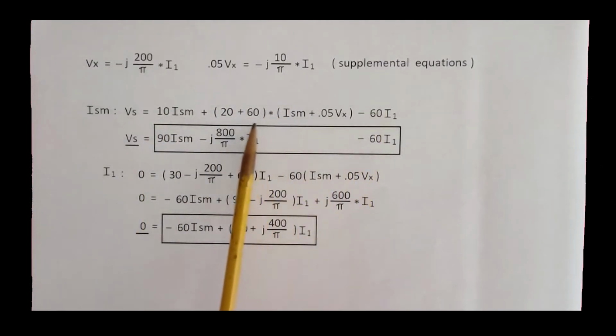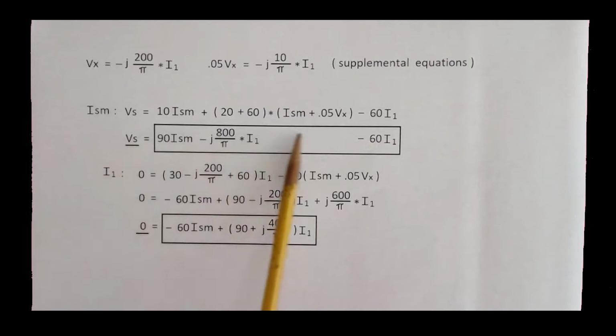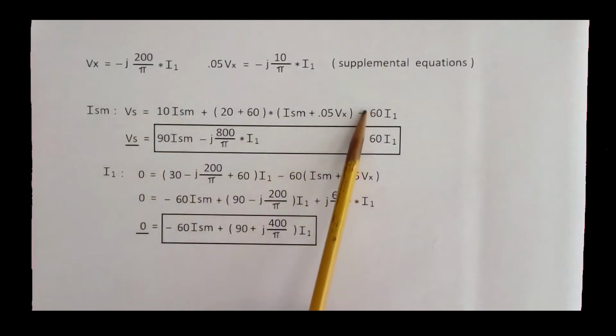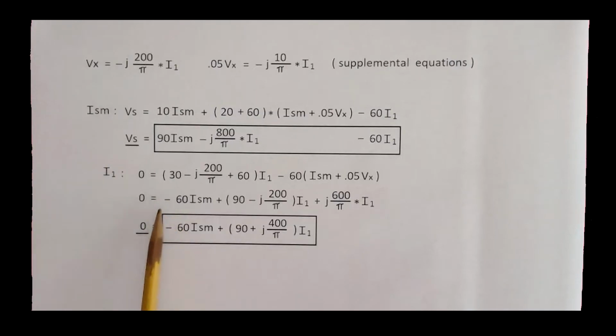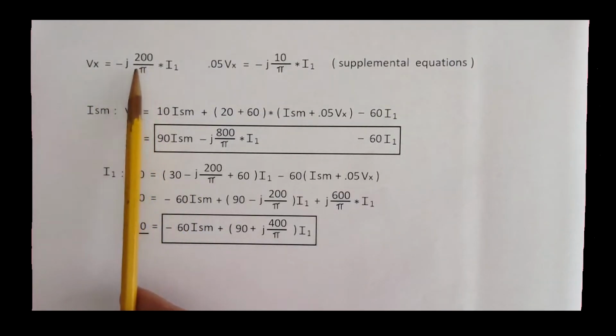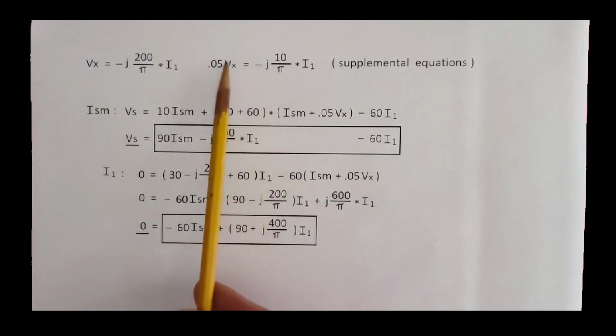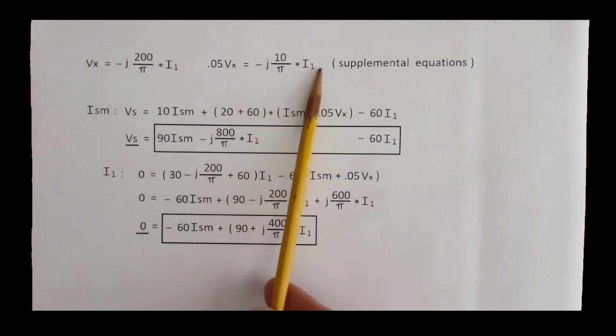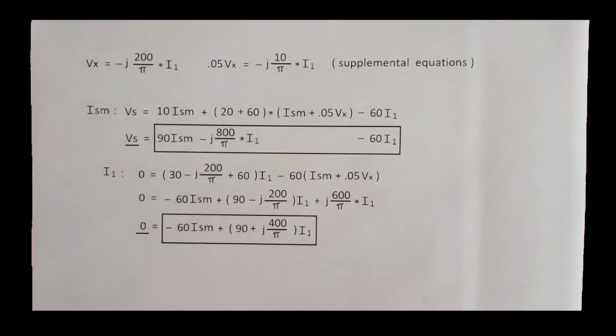A little bit of basic number crunching with Vs. Again, more number crunching. We already have our source equations to work with. So this is straightforward, should be. And Vx looks a little different. Capacitor impedance, 0.05 Vx, supplemental equations.